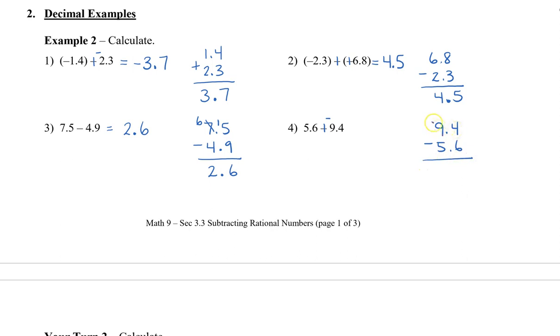So we need to borrow. So we get 9 becomes 8. And now we have 14. 14 minus 6 is 8. Bring down my decimal. And then 8 minus 5 is 3.